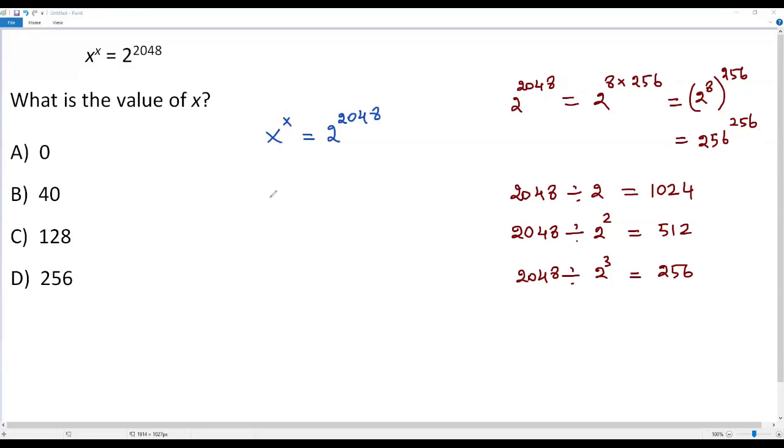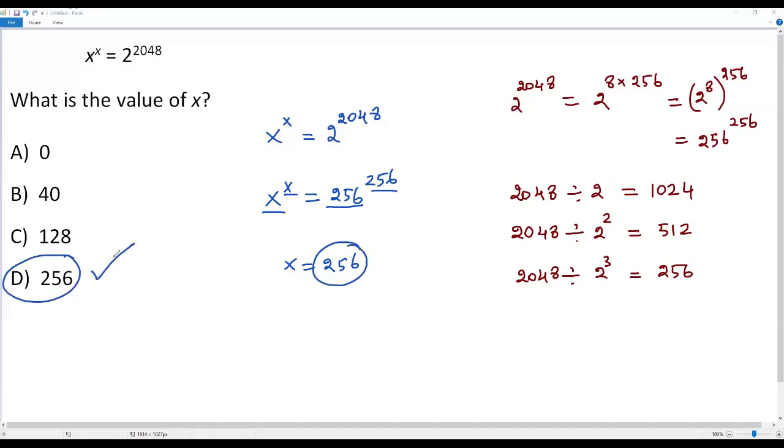Now let me write x to the x power as it is on the left side, and we can write 2 to the power of 2048 as 256 to the power of 256. In whatever pattern we have the left side, in the same pattern we have the right side. That is, the base and exponent are the same, and here also the base and exponent are the same. Now let's compare these two. What value do we have at the place of x? We have 256 at the place of x, therefore the value of x is 256. Now I got the value of x, that is 256. We find this 256 in answer choice D. The correct answer choice for this question is D.